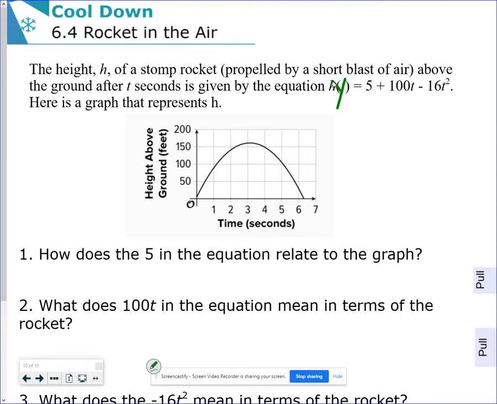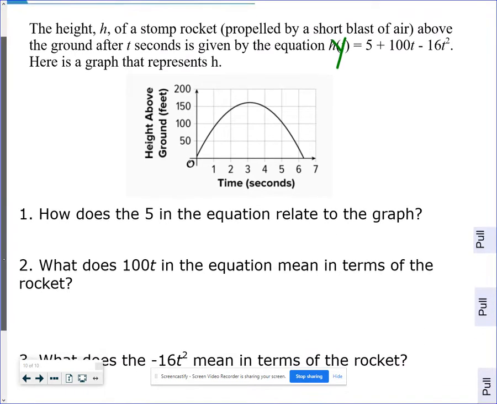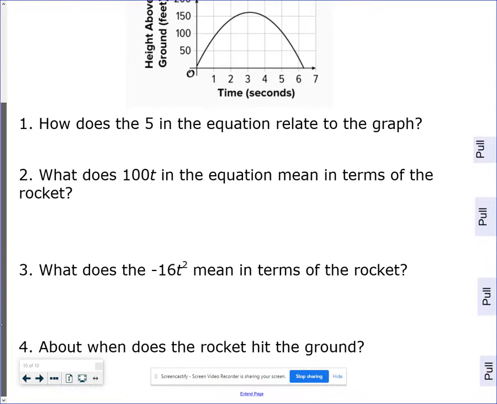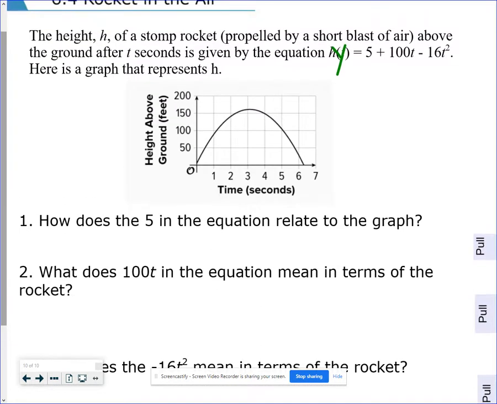Number 1 says, how does the 5 relate to the graph? I'm not giving answers on these, but think about what that first number meant in all of our other equations. What does the 100t mean? Remember, the t is the time, that's the number of seconds, but the 100 is important in this equation. And then what does the negative or subtracting 16t squared mean in this? What's happening from that? The last question is, when does the rocket hit the ground? Now remember, I'm looking at when is the height back to 0? That's what we need for that one.